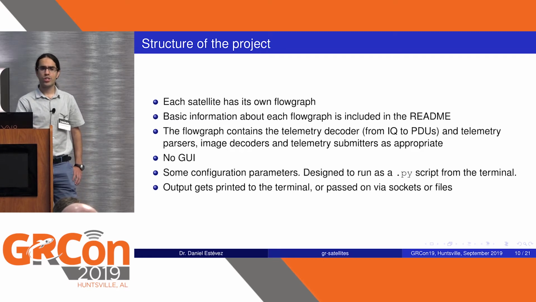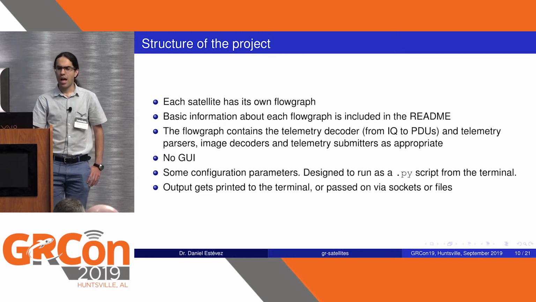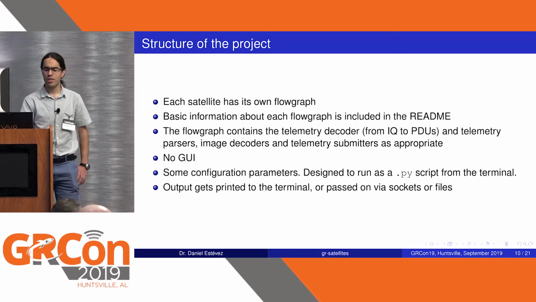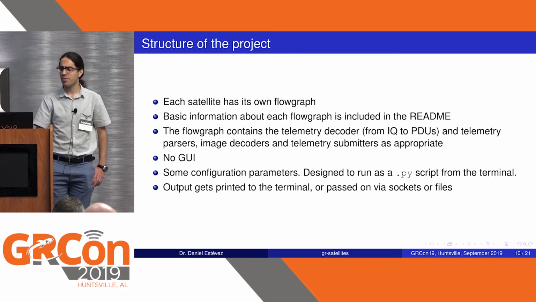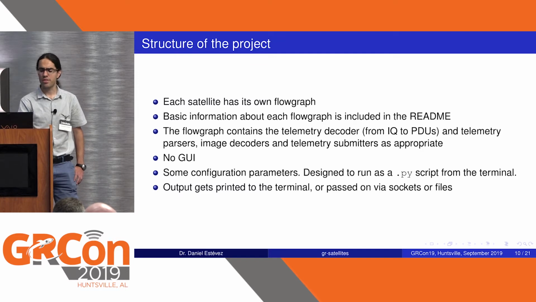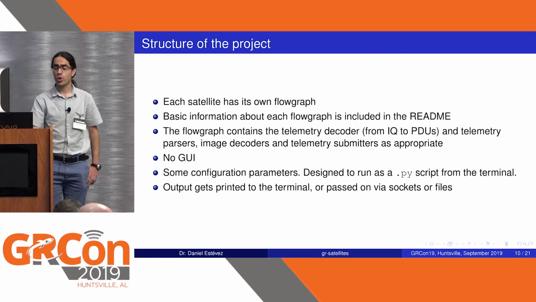And some of the satellites transmit another kind of information, such as JPEG images. So some of these decoders have image decoders, which reassemble the images. The flow graphs don't have any GUI. This was a design choice so that they can be run in a headless environment, on a remote Raspberry Pi, or whatever. There are some command line configuration parameters. So the main idea is that you run this using the Python script that you get from the GRC file, from the terminal. There you can specify parameters. And the output gets printed to the current terminal or passed on with sockets or files.